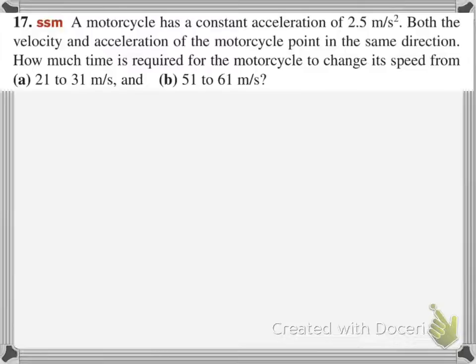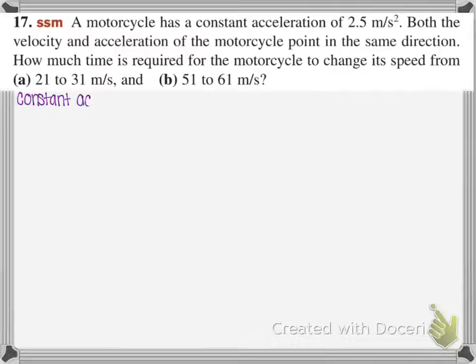Now, another question you would see is number 17. A motorcycle has a constant acceleration of 2.5 meters per second squared. Both the velocity and acceleration of the motorcycle point in the same direction. How much time is required for the motorcycle to change its speed from 21 to 31 meters per second and 51 to 61 meters per second?